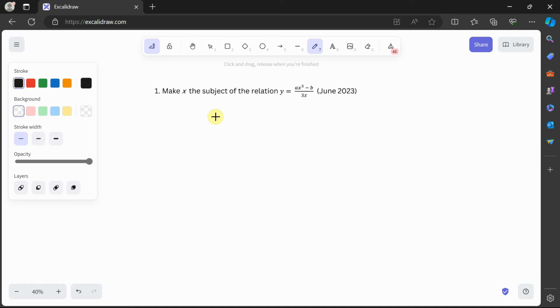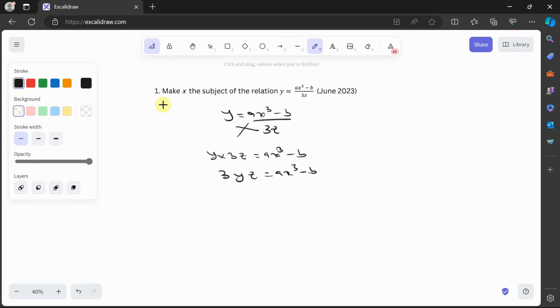So what do we know? We're told that y is equal to ax cubed minus b all over 3z. I want to make x the subject of the formula. So the first thing is that we cross multiply. On cross multiplying, that will be y times 3z is equal to ax cubed minus b, right? This is saying 3yz is equal to ax cubed minus b.